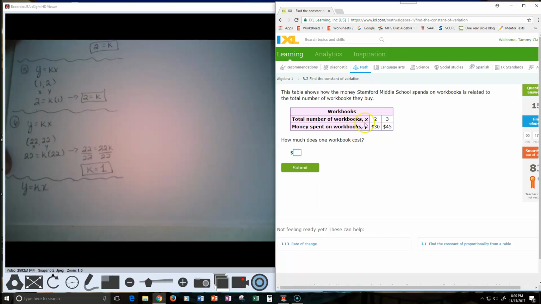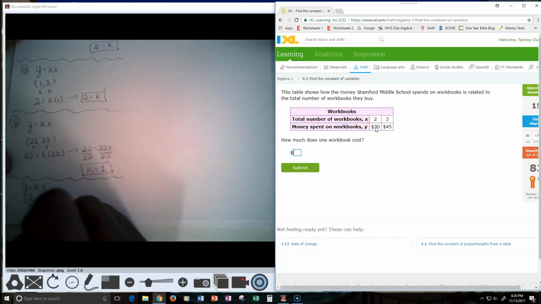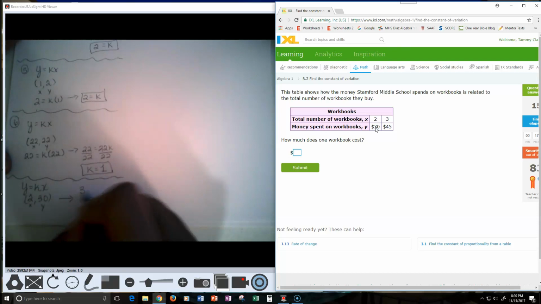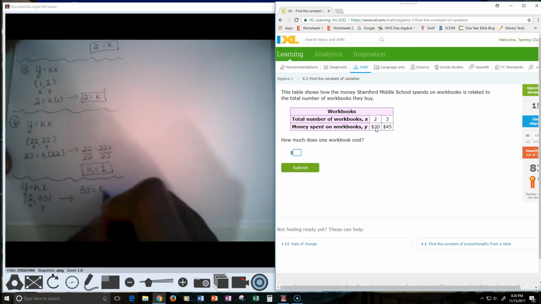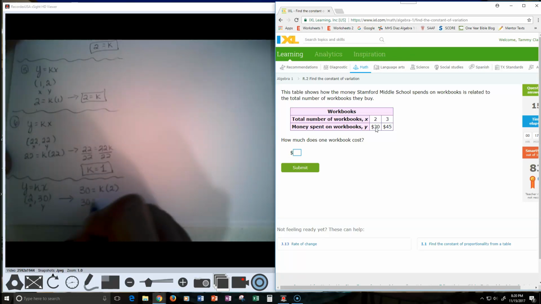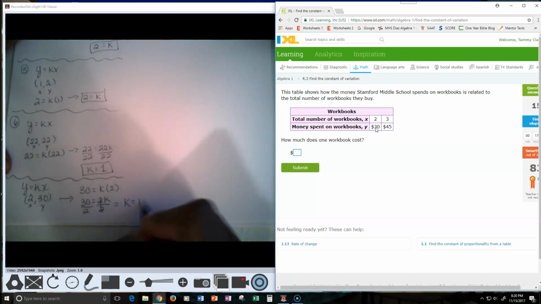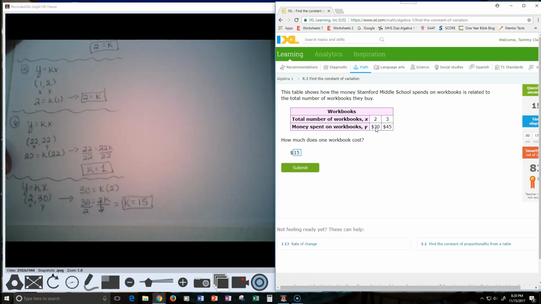So right here, this is my ordered pair. 2, 30, X, Y. I'm going to move over here since I'm running out of room. So I'm going to put 30 in place of Y. K multiplied by 2. Rewrite if you need to. So 30 is equal to 2K. Divide by 2 on both sides of the equation. Therefore, K is equal to 15. So they spend $15 on their books.